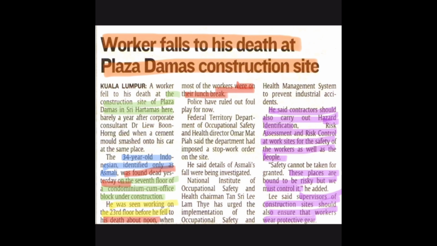Next for the who. In the blue highlight, the victim is a 33 year old Indonesian identified only as Asmali. And where is highlighted with green: the construction site of Plaza Damas in Sri Hartamas, on the 7th floor of the condominium cum office block under construction. So that's for where. And the last one is why. In the yellow highlight, he was seen working on the 23rd floor before he fell down. That's why he fell down, because he worked on the 23rd floor.